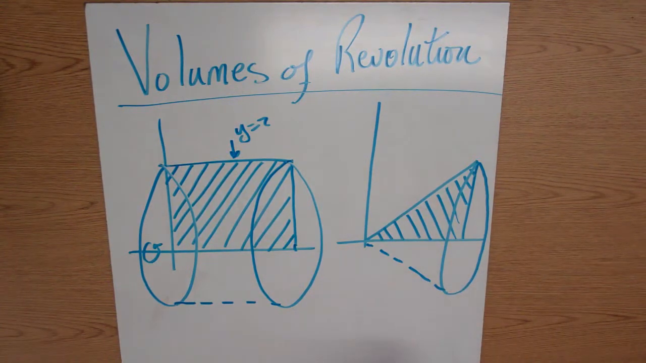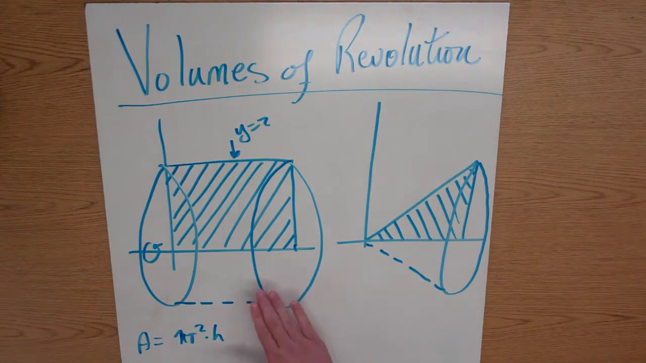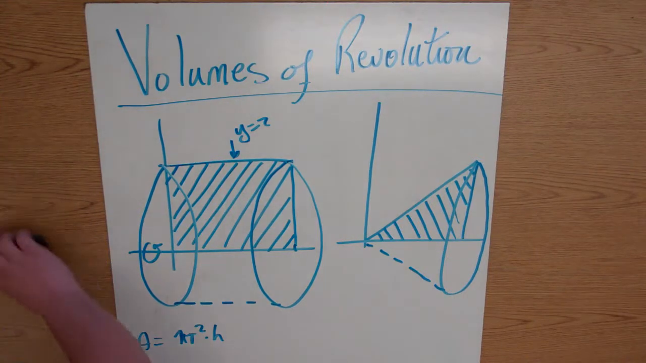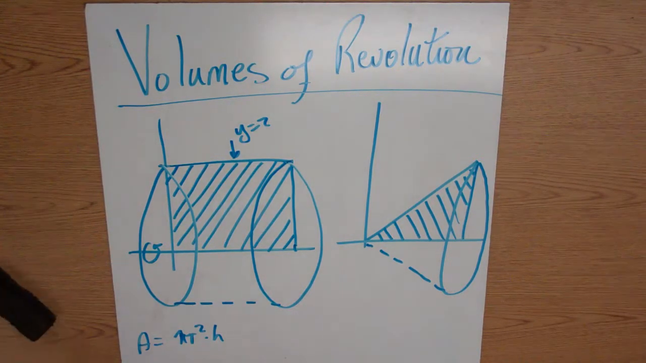Well, if you remember your formula for a cylinder, the area is pi r squared, because both ends are circles, times the height. So basically you're taking all these little slices and you're adding them all together. And that's how you're getting your volume. It's basically the same thing with a cone. So basically what you're doing here is when you slice this, you get circles.